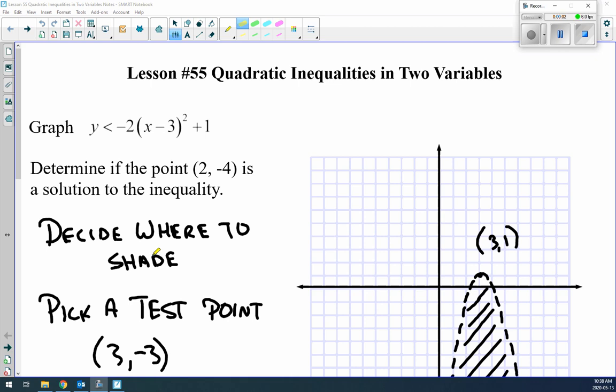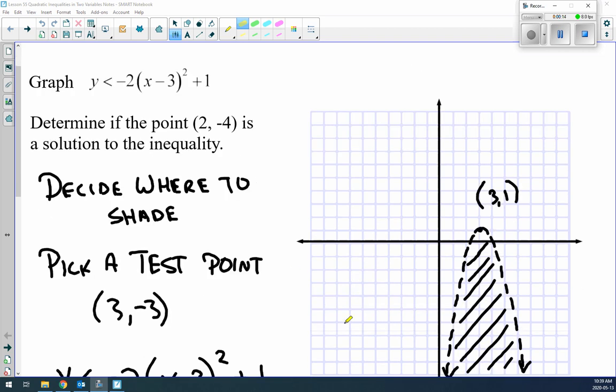Grade 11 pre-cal, lesson 55, quadratic inequalities in two variables. So this is similar to when we did it with just one variable, right? Remember the number line back there where we just did everything on the x-axis. But now we're going back to y. So we're kind of taking everything and plugging it in together.